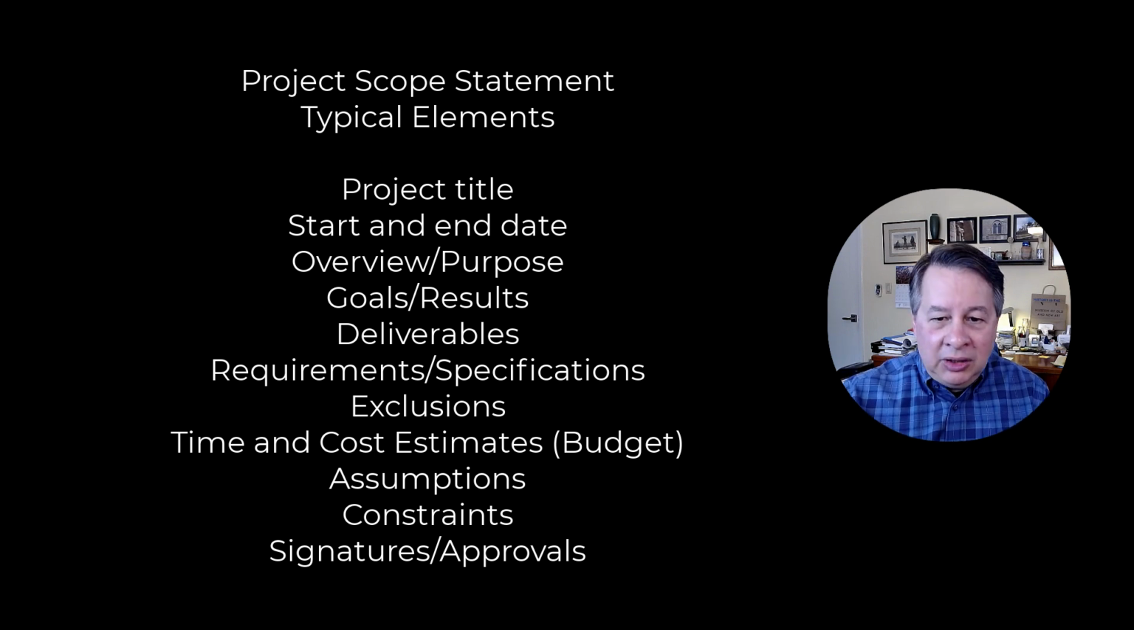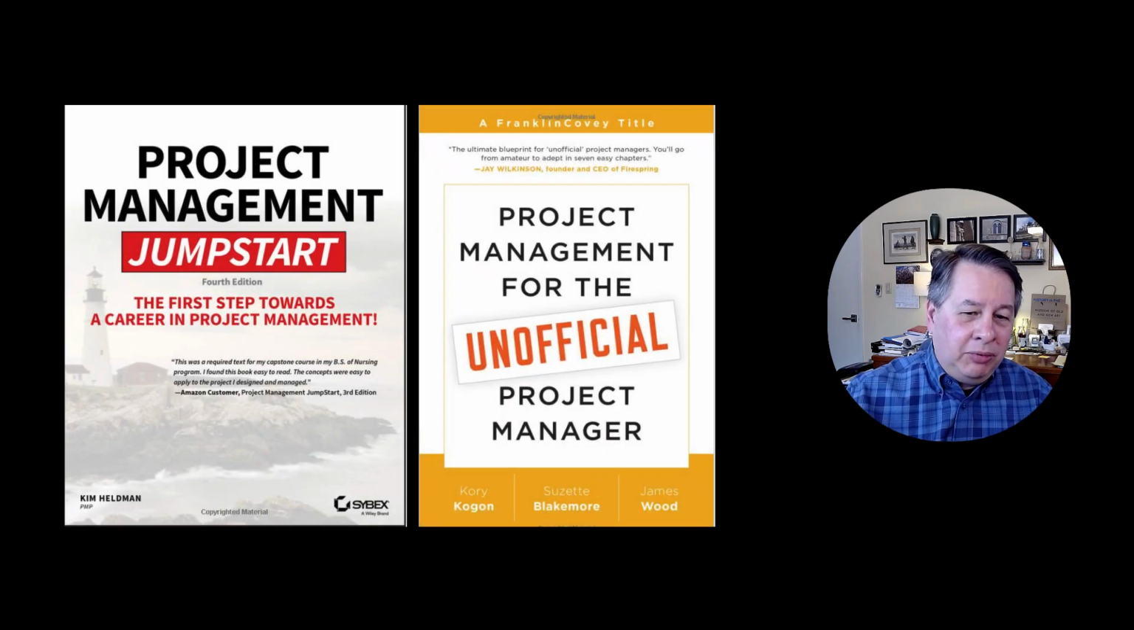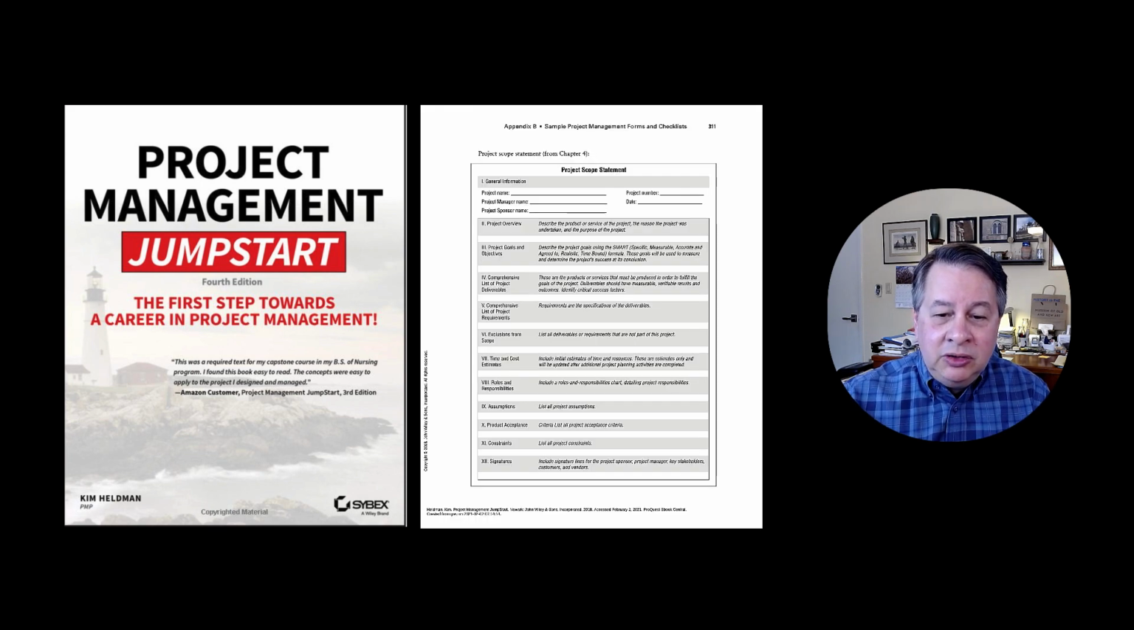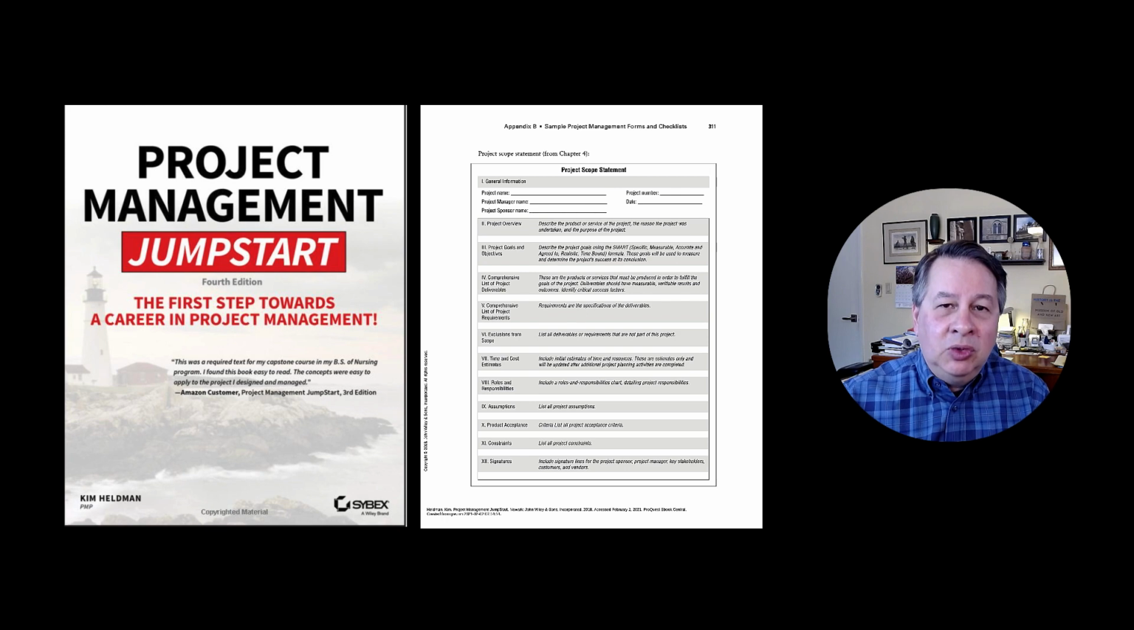I'm not going to go through all the details here in this video. You can get them from books like Project Management Jumpstart or Project Management for the Unofficial Project Manager. On the job, don't get too fixated on the content, format, or organization of a project scope statement. You'll modify the templates for your needs at your museum. So in this course, we are using the example from Project Management Jumpstart by Kim Heldman. So let's go through that in more detail.